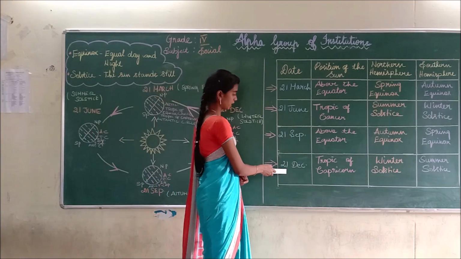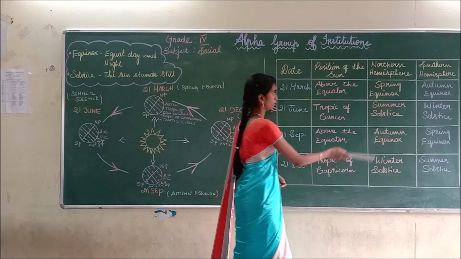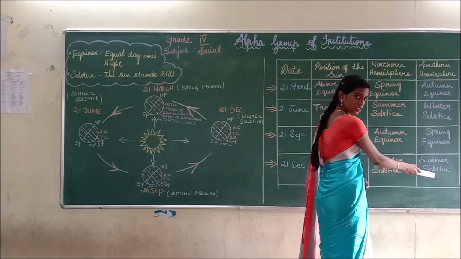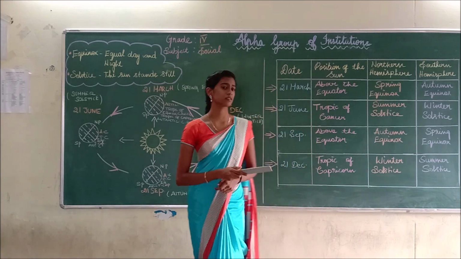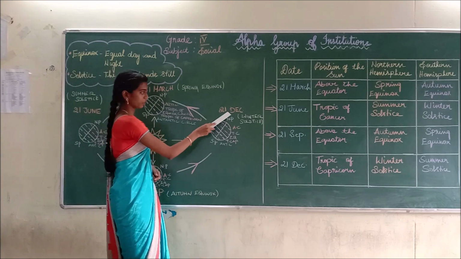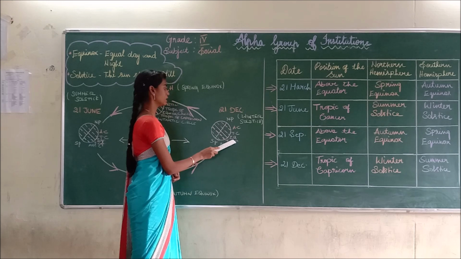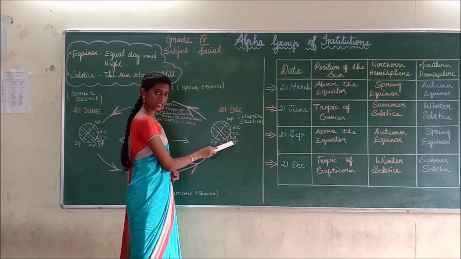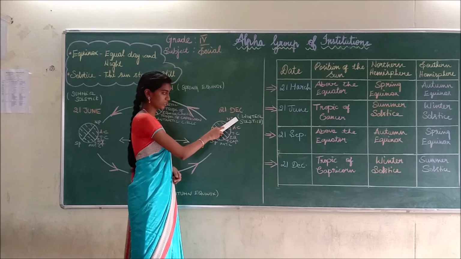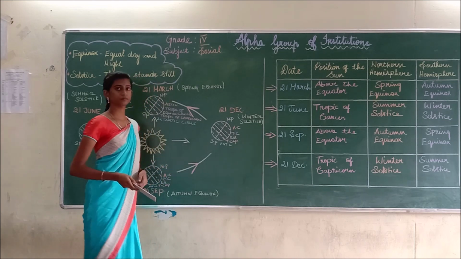At last, 21st December. Position of the sun, Tropic of Capricorn. Northern hemisphere winter solstice. Southern hemisphere summer solstice. What is the meaning of solstice? The sun stands still. Here, 21st December. The position of the sun is at the Tropic of Capricorn, which is below the equator. So the northern hemisphere has winter solstice and the southern hemisphere has summer solstice.